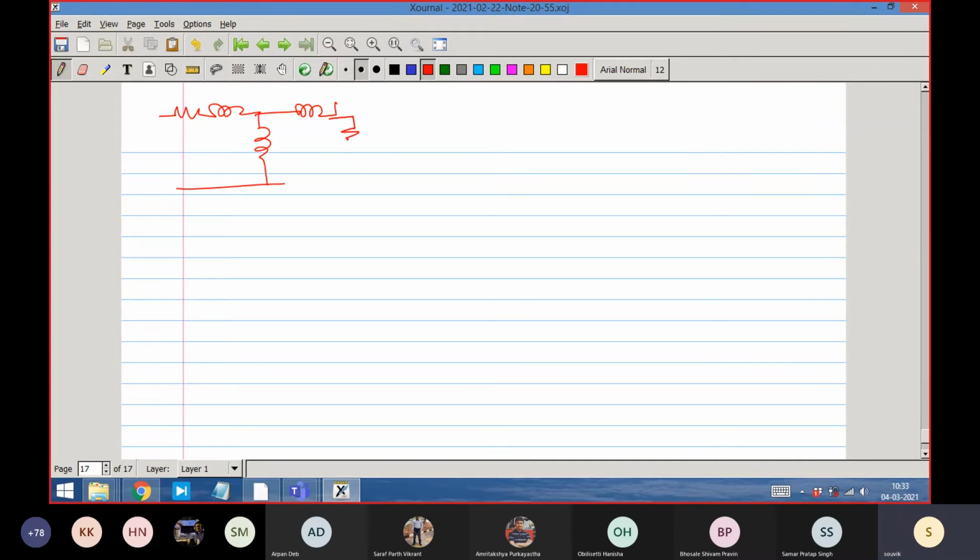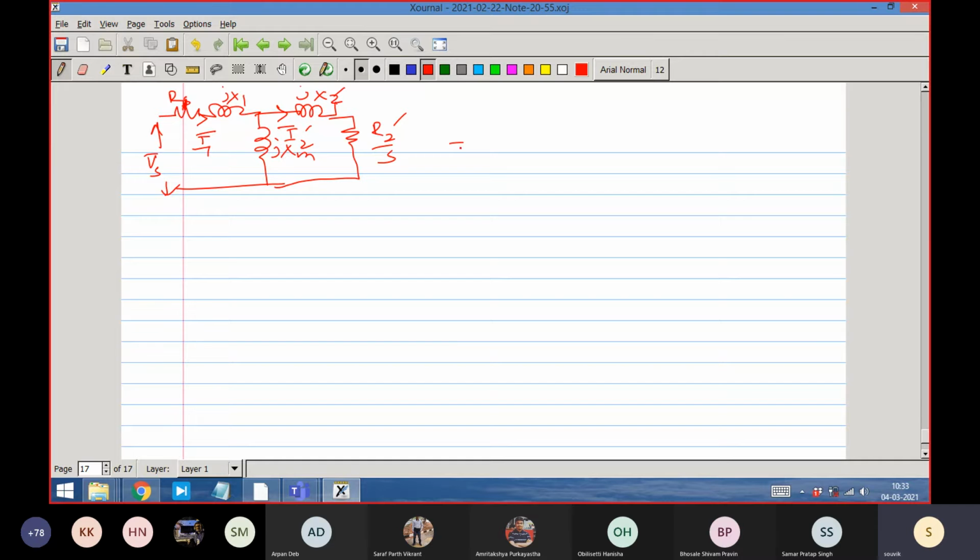I am not breaking it now. I am just drawing one R2 dash by S, JX2 dash, JXM. This is I2 dash. This is I1. This is VS. This is R1. This is JX1. So how to find I2 dash?